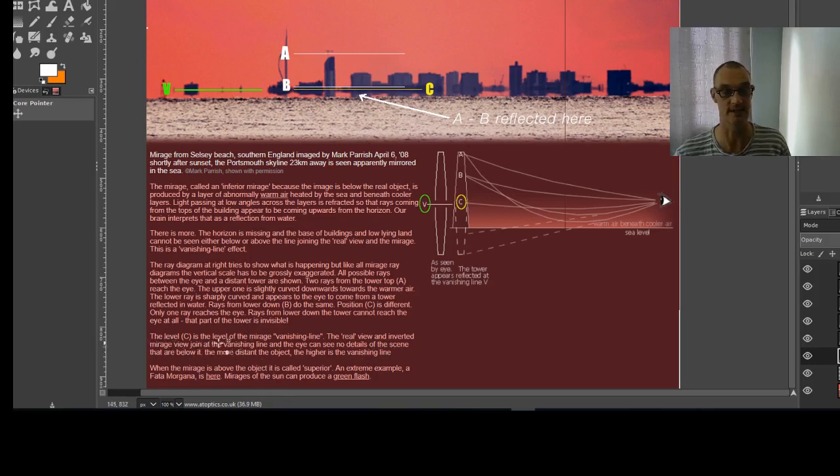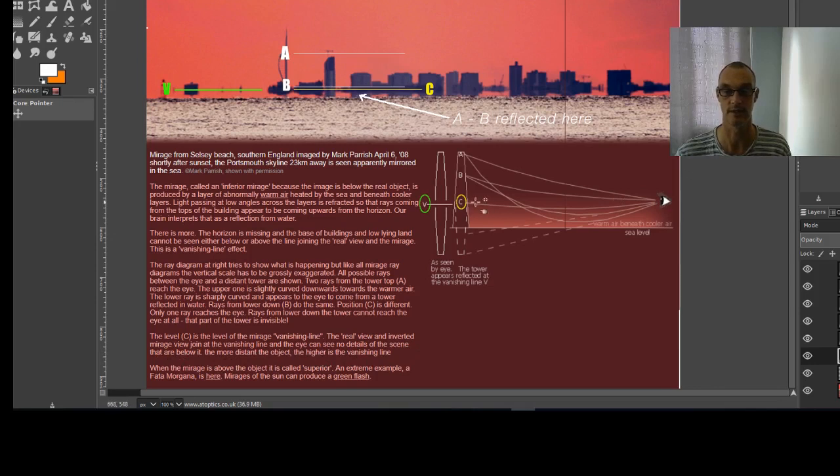The level C is the level of the mirage vanishing line. The real view and inverted mirage view join at the vanishing line, and the eye can see no details of the scene that are below it. The more distant the object, the higher is the vanishing line.